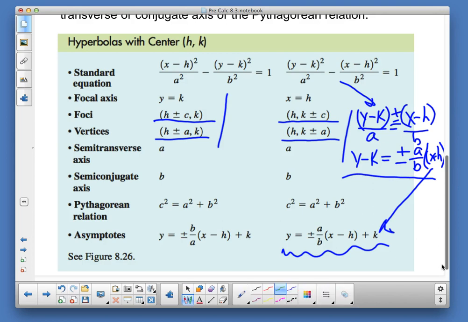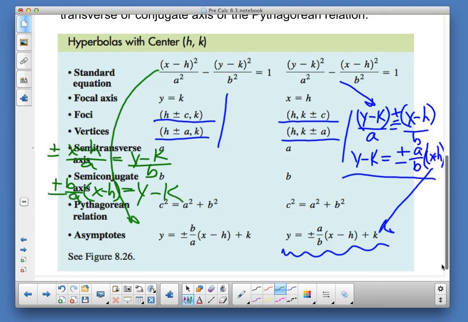Now, for this side, come down here. I've got x minus h, and that'll be my plus and minus side. I need some more room. So that's a plus or minus x minus h over a equal y minus k over b, and I just get my b on the other side, so I've got b over a, x minus h, equal y minus k, and this is plus or minus. So that's very similar to what we have there.